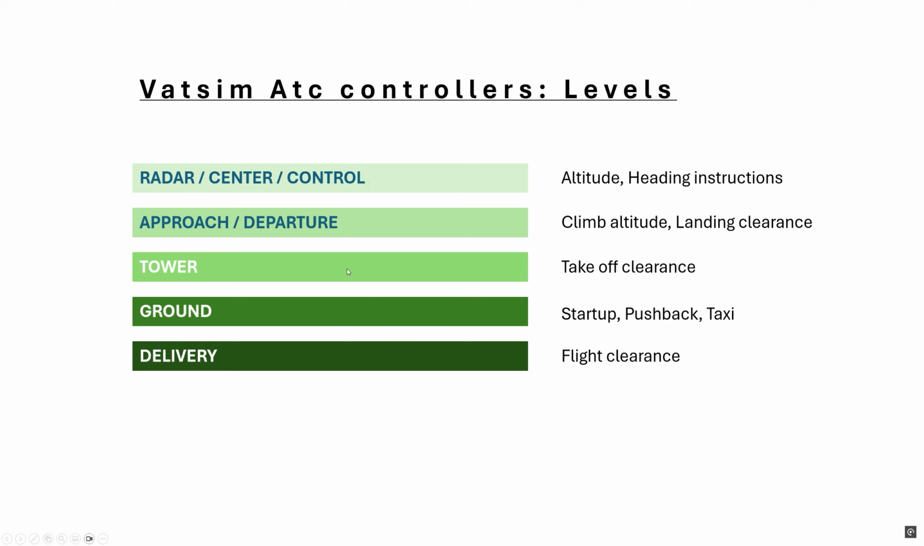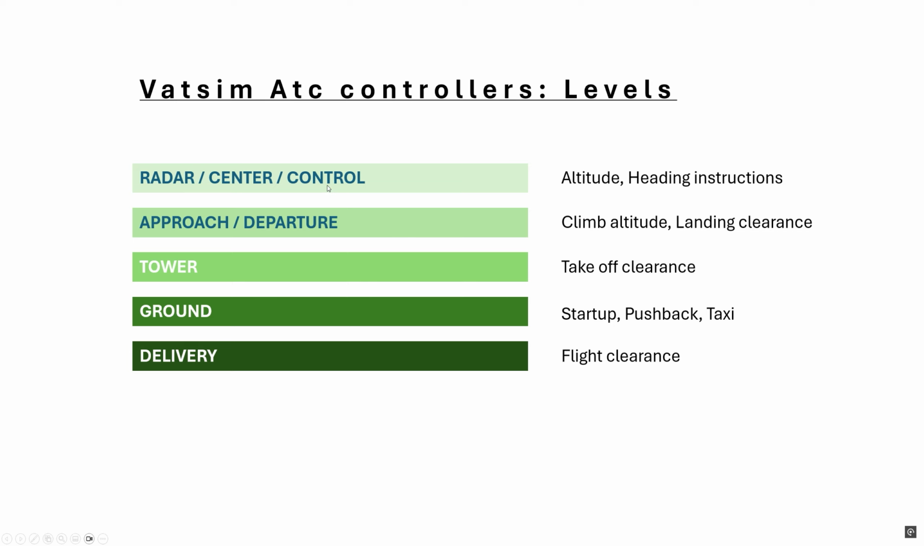The next level is tower. Tower is when you are on the runway and ask clearance for takeoff. Then once you are airborne, you will contact departure to ask for the climb altitude, or at the destination airport you would contact approach for asking for landing clearance.